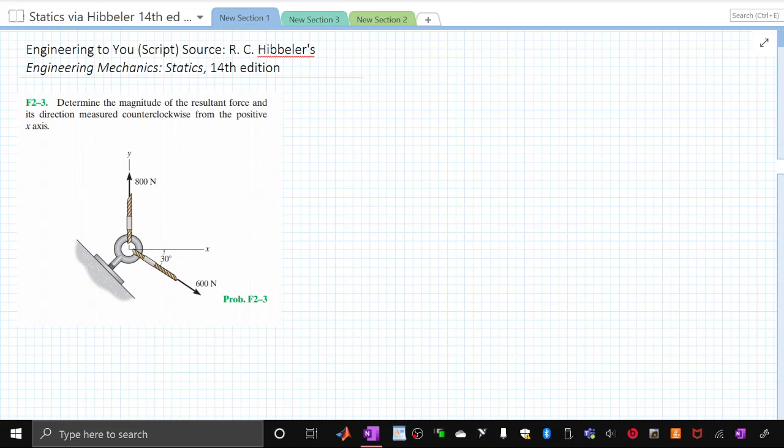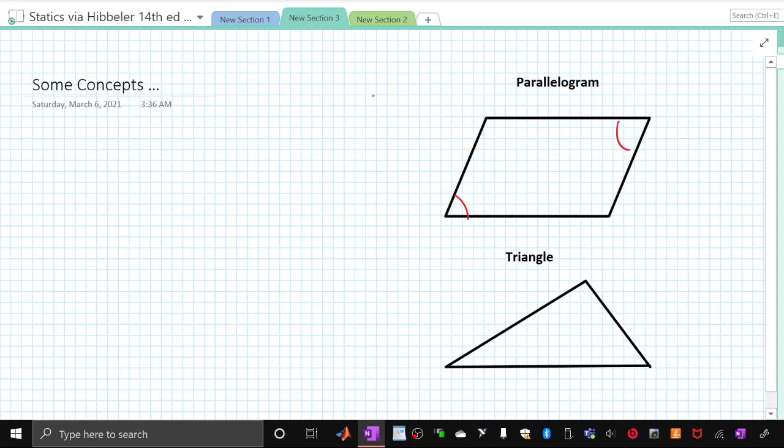Hello guys, welcome to my channel Engineering to You, and in this video we're going to learn how to find the resultant force of a system of concurrent forces as shown in this example, and this is taken from Hibbeler's Engineering Mechanics 14th edition. So let's review some things before solving the problem.